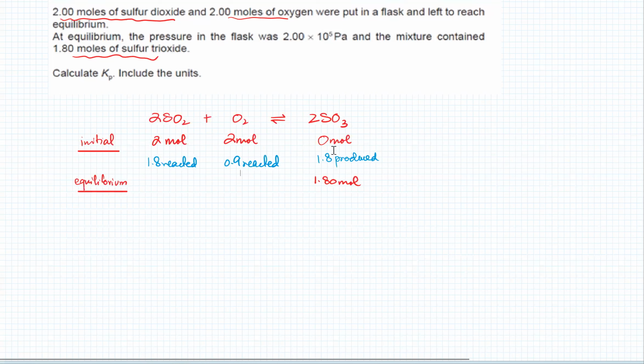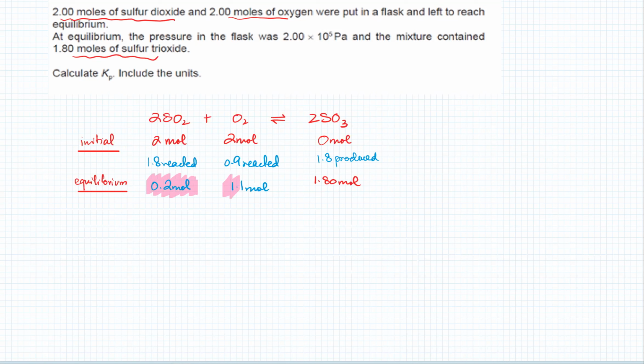If the amount of moles is increasing on one side, the amount of moles on the other side would be decreasing. So you start off with 2, and 1.8 have reacted, so you're left with 0.2 moles. And O2, you started off with 2 moles and now 0.9 have reacted, so you're left with 1.1. Is this clear? Yes, sir. Is it clear to everyone?